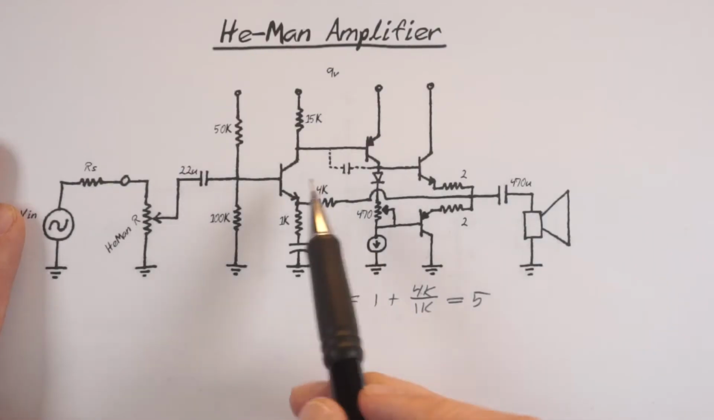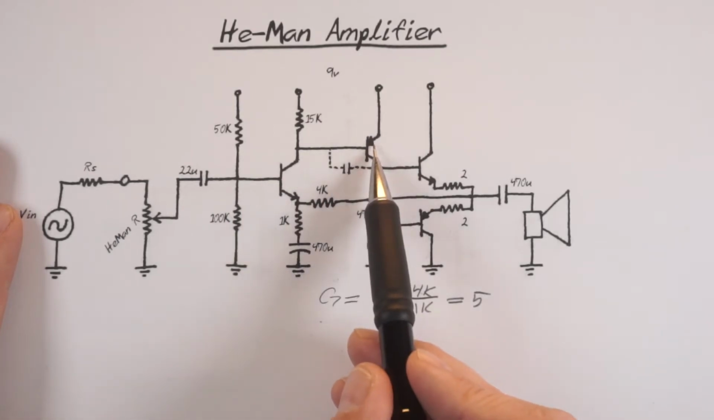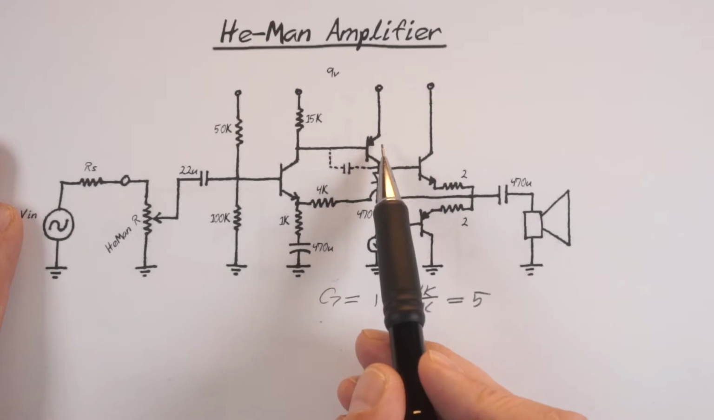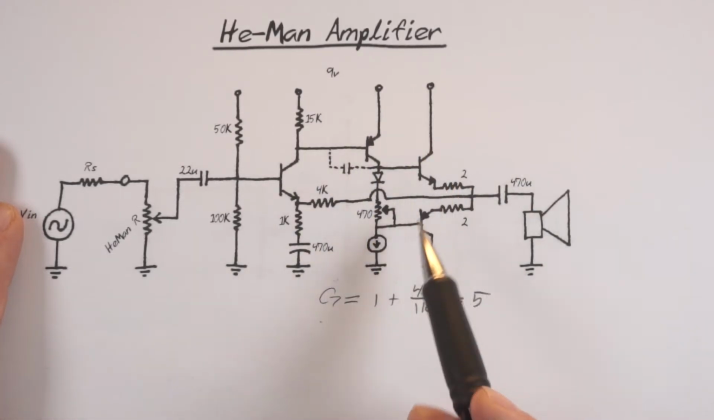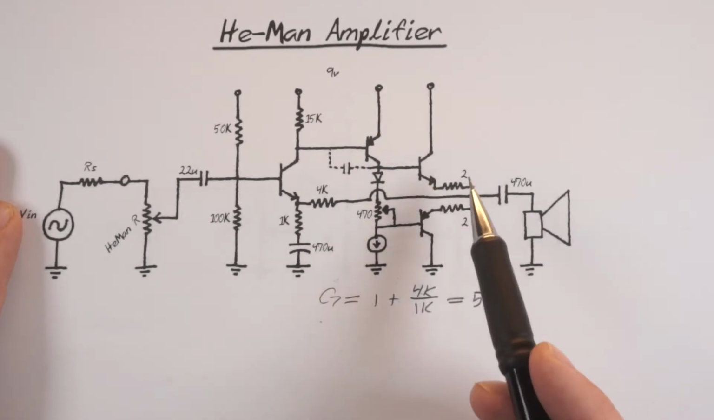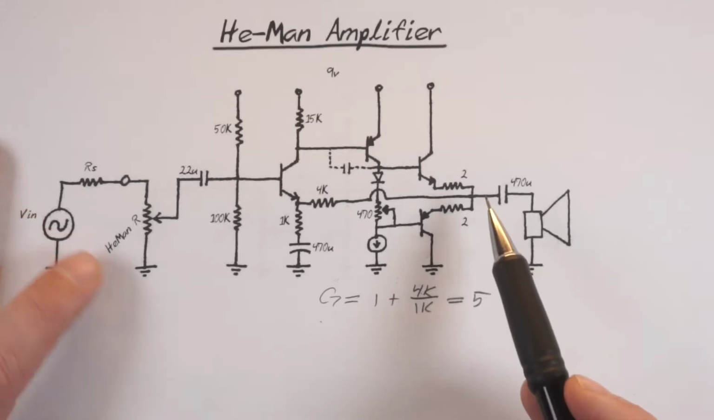You can look at it as this transistor producing a little bit of voltage gain, this transistor producing a lot of voltage gain, and these two transistors in a class AB configuration buffer the output so that the output resistance is low. Yeah, I think this will work.